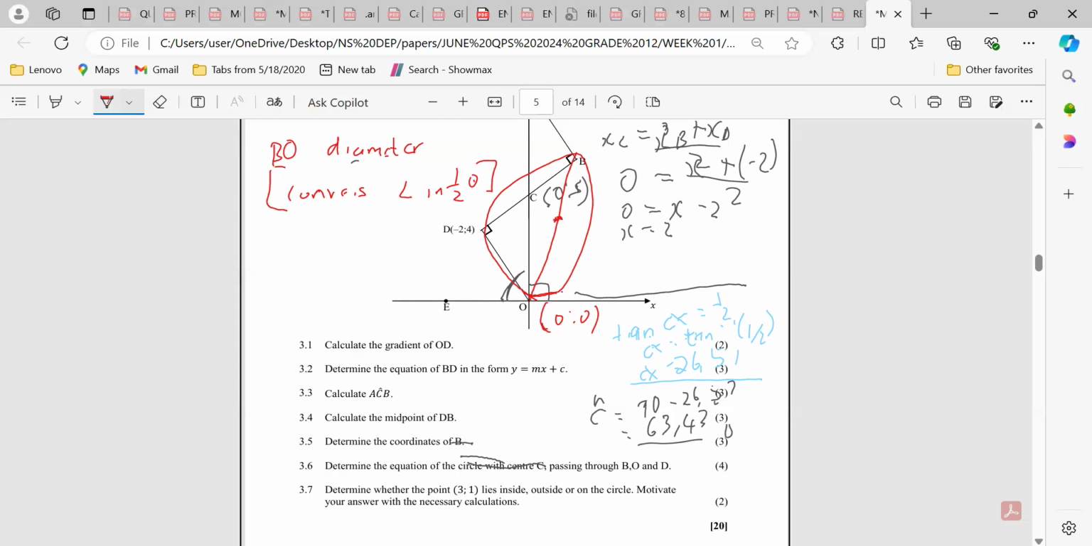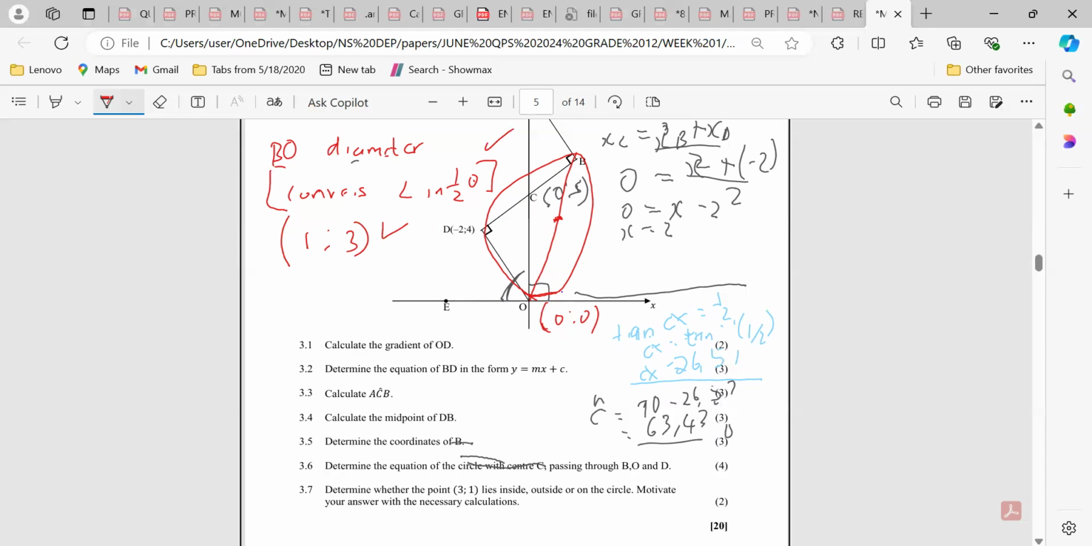Again, once you have a diameter, you can have a center. So let's find out what the center is. How do you get the center? You know the points they took here. We got them as 2 and 6. So let's get the midpoint. How are we going to get the midpoint? We have 2 plus 0 divided by 2, which is going to give us 1. And 6 plus 0 divided by 2, which is going to give us 3. They will give us a mark for that. They will also give us a mark for this. 4 marks.